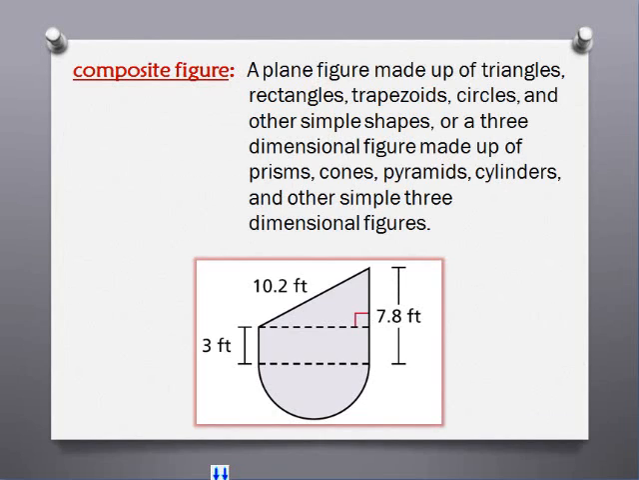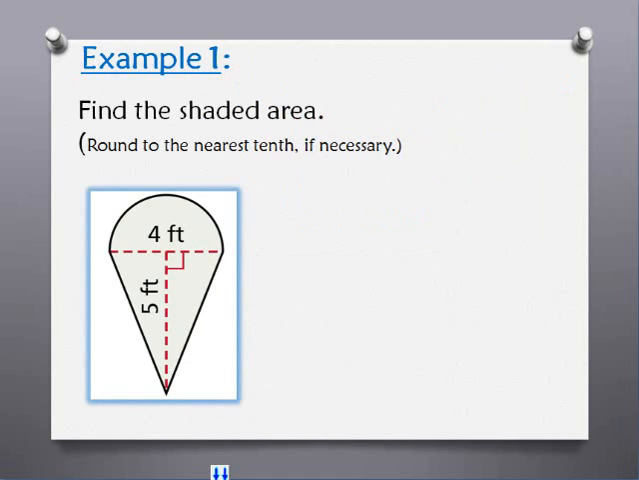This is a plane figure made up of triangles, rectangles, trapezoids, circles, and other simple shapes, or a three-dimensional figure made up of prisms, cones, pyramids, cylinders, and other simple three-dimensional figures. So here's an example of a composite figure, which you can see is made up of a triangle here, a rectangle here, and half a circle, so a semicircle, down here. So it's made up of more than one shape. Okay, let's go ahead and try this example here.